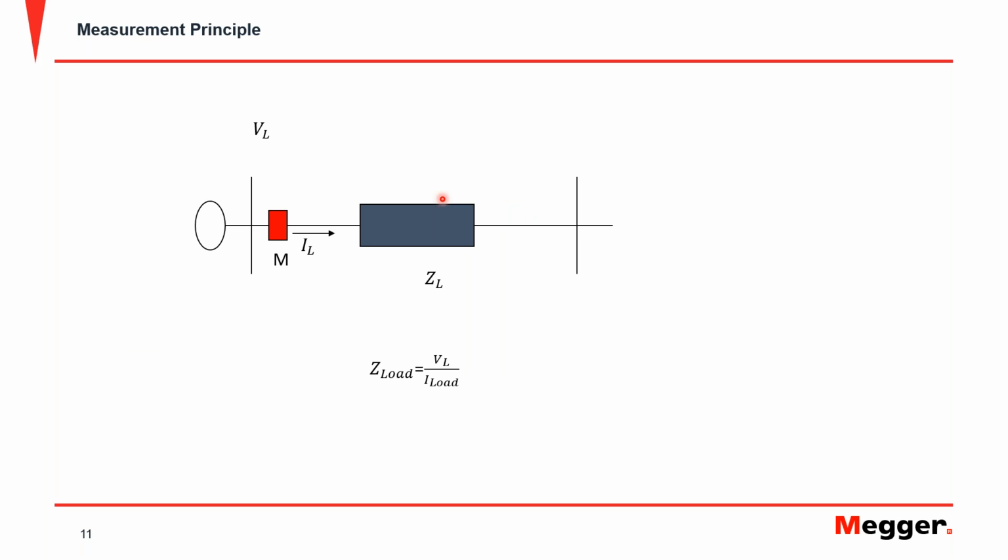Now, how do directional elements work, and how do they know if there was a fault in this direction or the other in the system? Let's consider this simple system where what I have is a source, a line, and a measurement element here. It could be a relay, or it could be a power quality meter. It could be basically anything that can measure voltages and currents in the system.